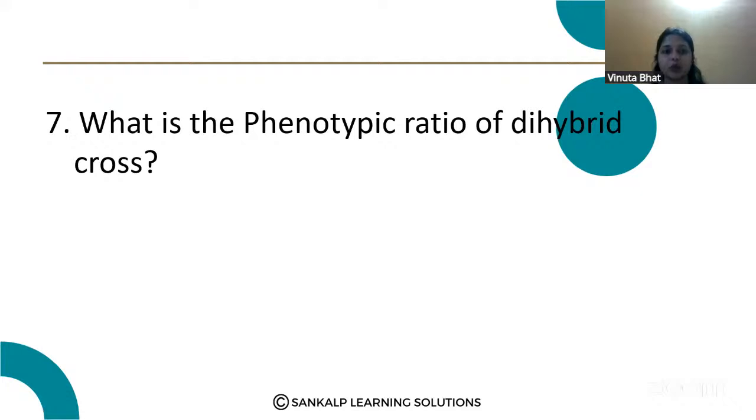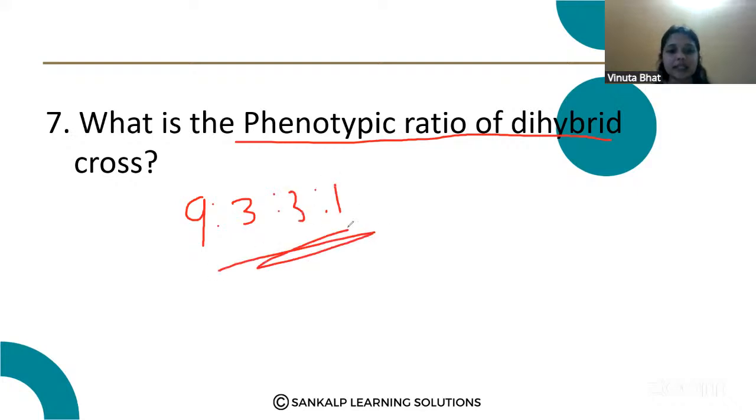Next question. What is the phenotypic ratio of dihybrid cross? Yes, this question we have already discussed in the multiple choice questions. The phenotypic ratio of dihybrid cross is 9:3:3:1. That is the phenotypic ratio of the dihybrid cross.